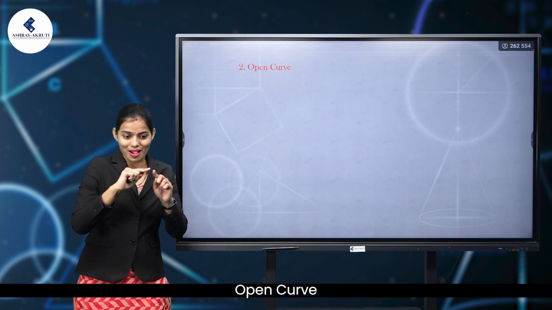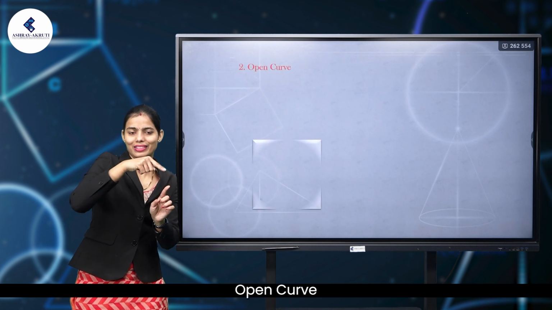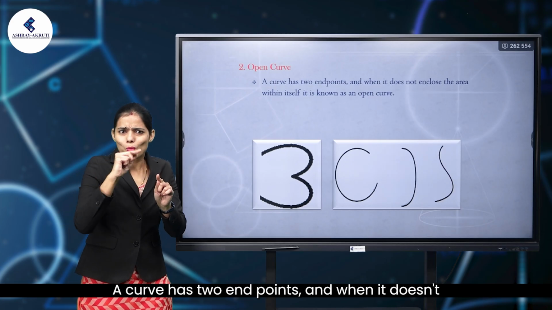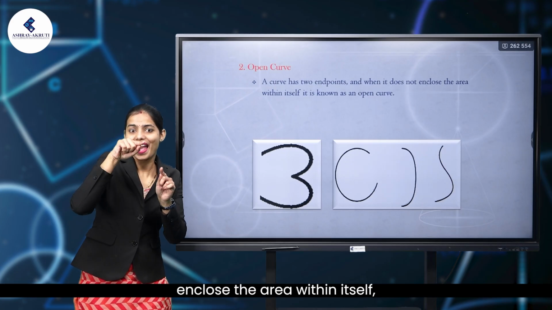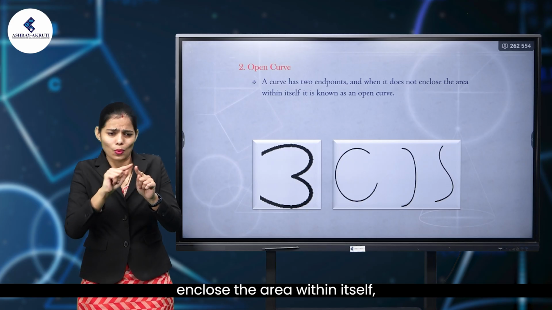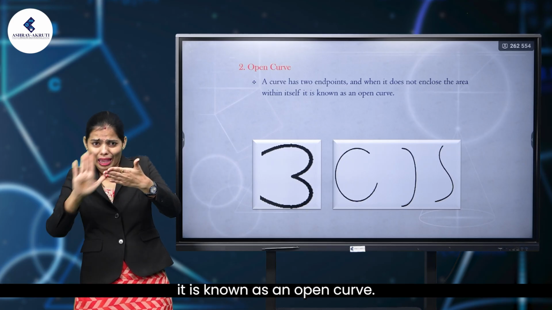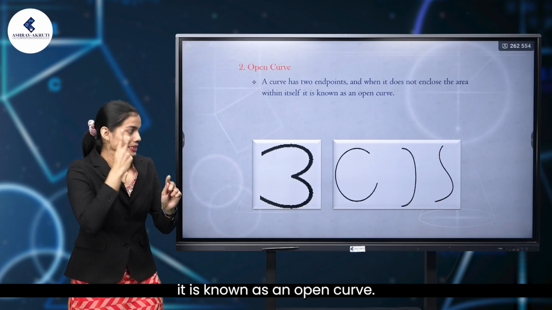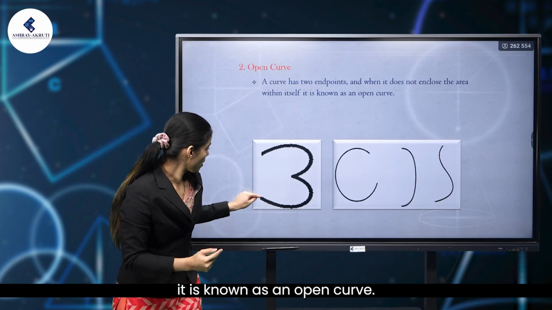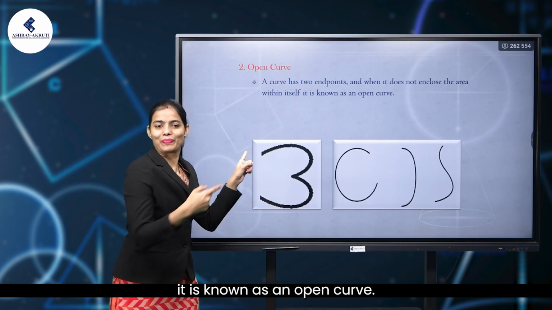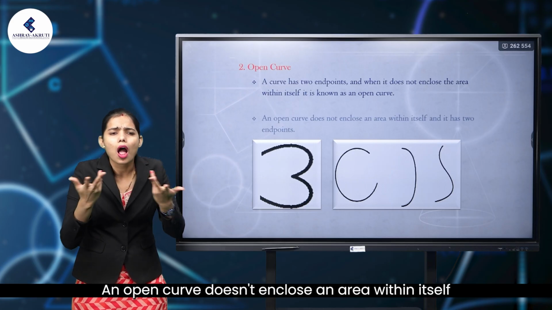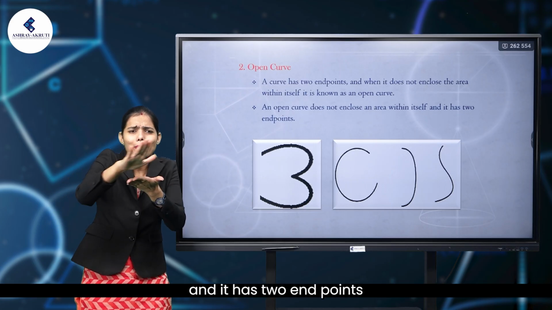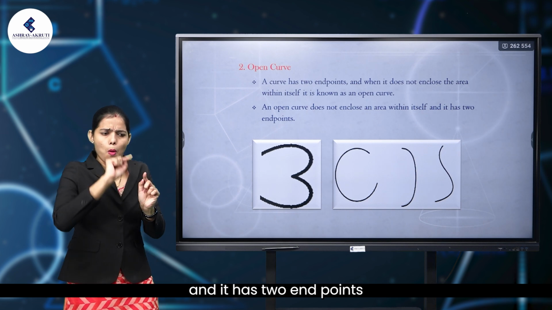Open curve. A curve has two endpoints, and when it doesn't enclose an area within itself, it is known as an open curve. An open curve doesn't enclose an area within itself and it has two endpoints.